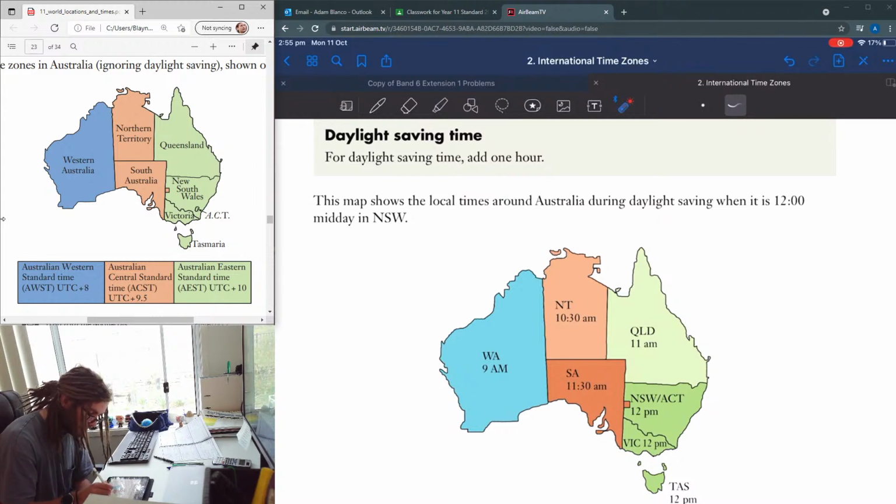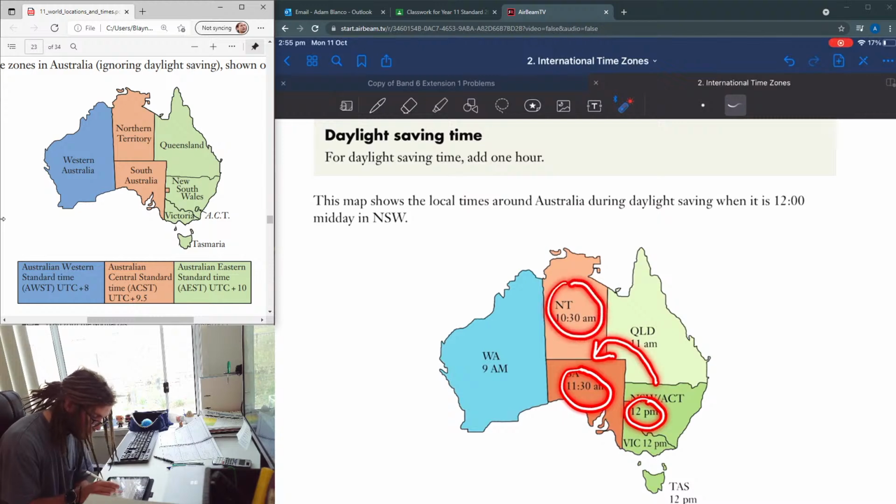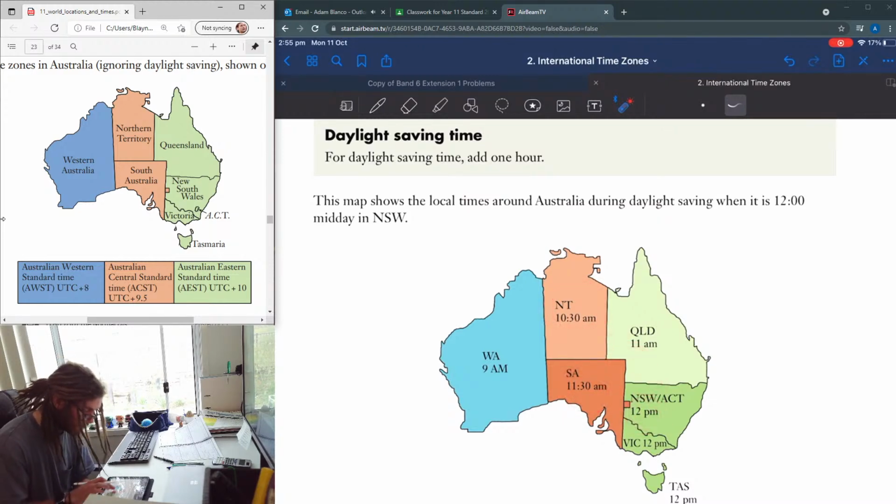Now, we knew that going from here to here is taking away half an hour. So half an hour away from 12 is 11:30. But hang on a minute, here it's 10:30. That's because the Northern Territory also doesn't participate in daylight savings. Now we know that from here to here it's meant to be an hour and a half. That's actually 2.5 hours because WA also doesn't participate in daylight savings. So there's a few that don't.